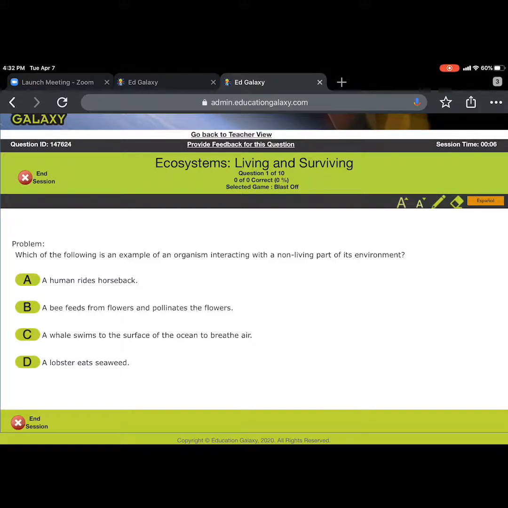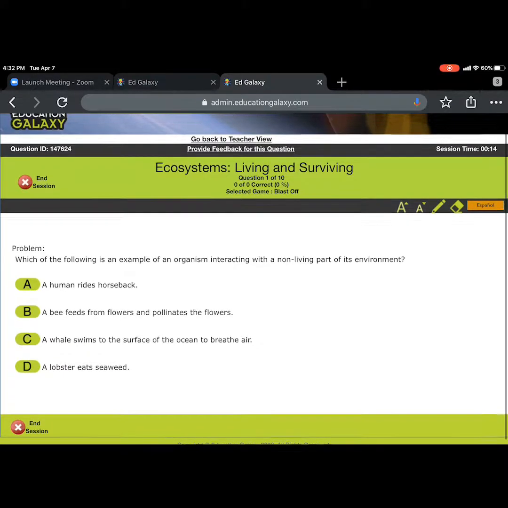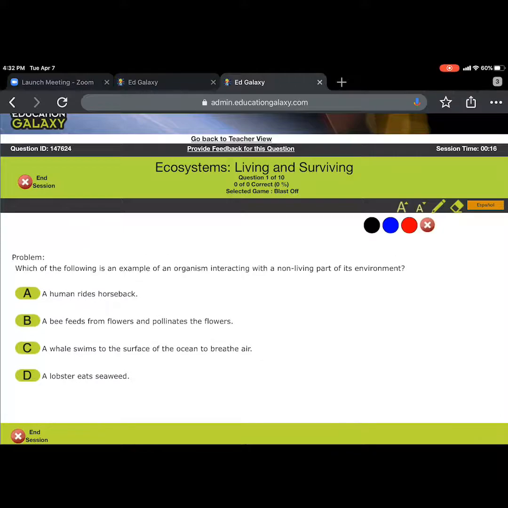It says, problem: which of the following is an example of an organism interacting with a non-living part of its environment? So we're looking for L again. We're looking for L, interacting or associating with N. Okay, this is a nice way to write it. With non-living part of its environment.